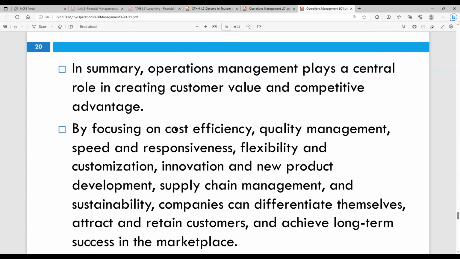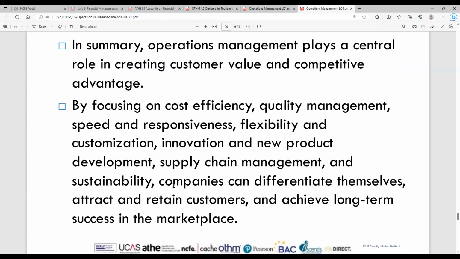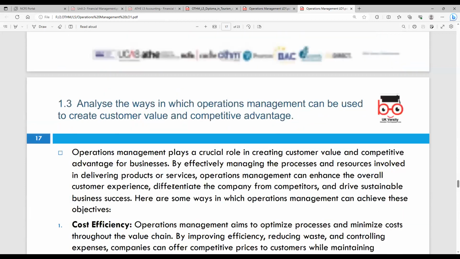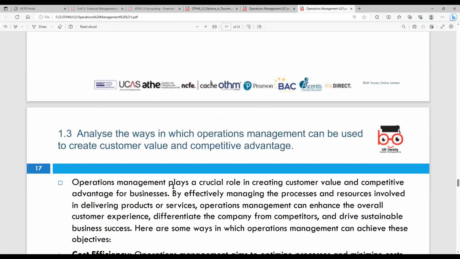Okay, so all in all, when we're looking at 1.3, operations management plays a crucial role in creating customer service, customer value, competitiveness, to make sure that speed and responsiveness and the flexibility and the customization of new products are taken on all the time, making sure that the customers are catered for all the time so you can stay in business. So the customers are driving these changes. So 1.3 basically looked at how the organizations introduce new ways, how operations management can be used to create customer value, right?